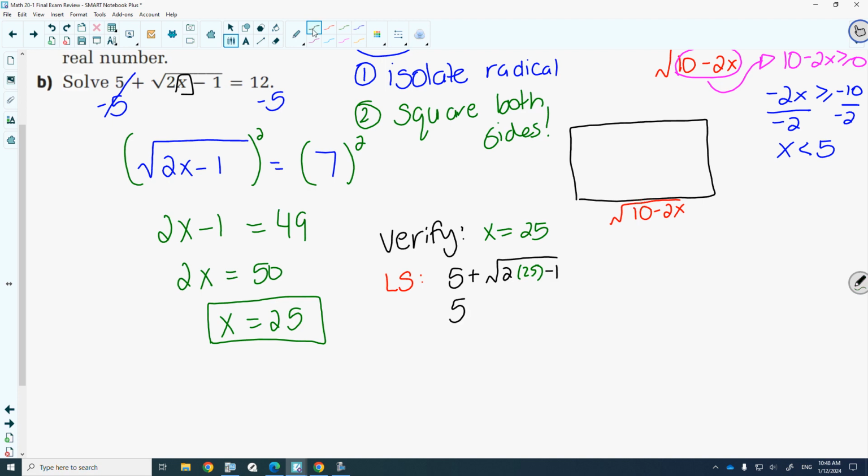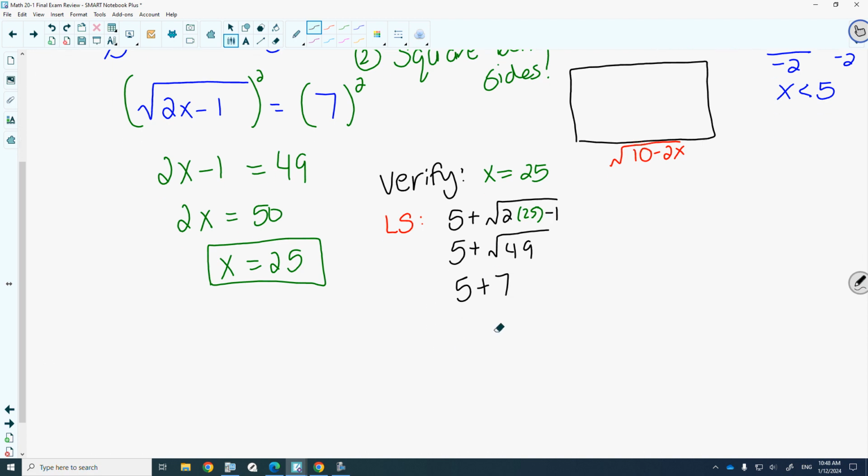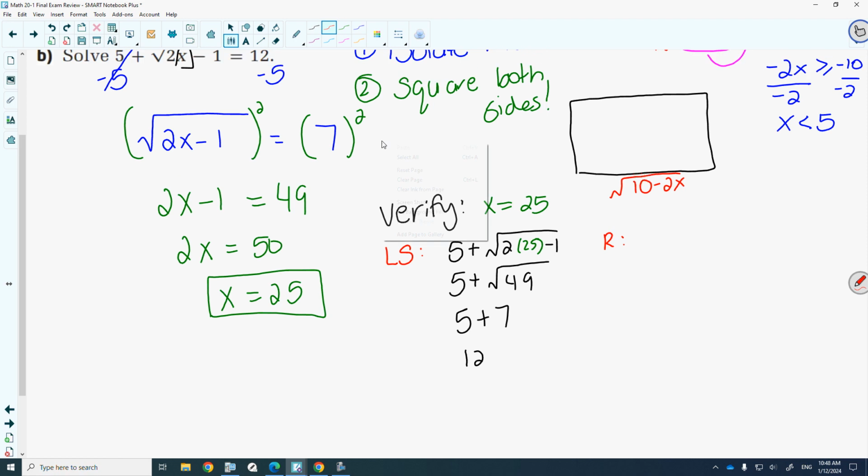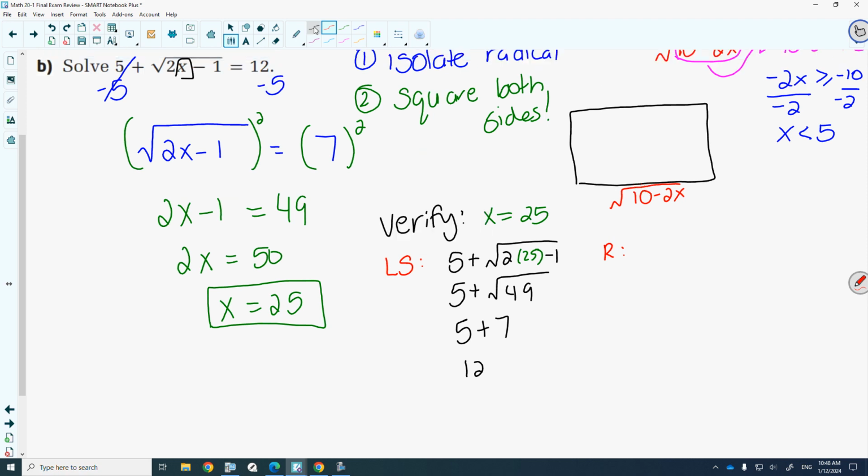That gives me 5 plus 25 times 2 is 50. 50 minus 1 is 49. 5 plus 7. Principal square root is the positive answer, and that is 12. The right side had 12. Since left side equals right side, x is equal to 25 is a solution.